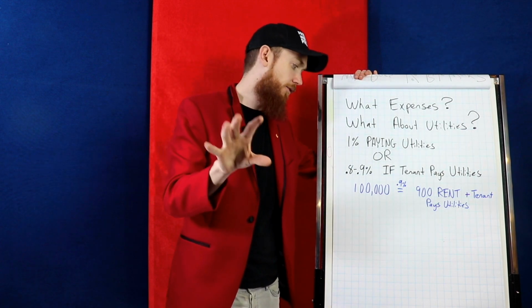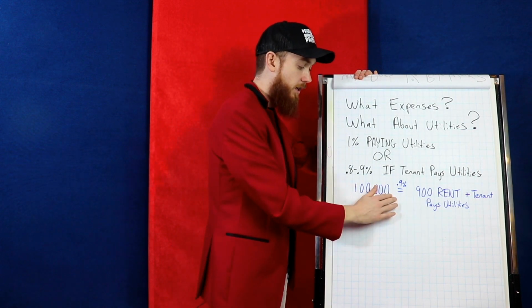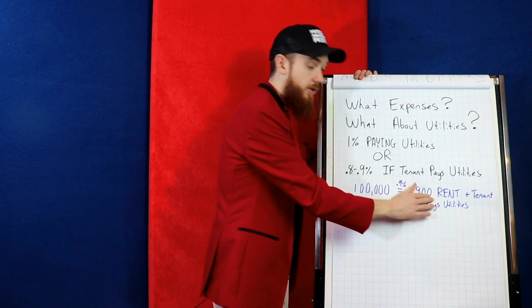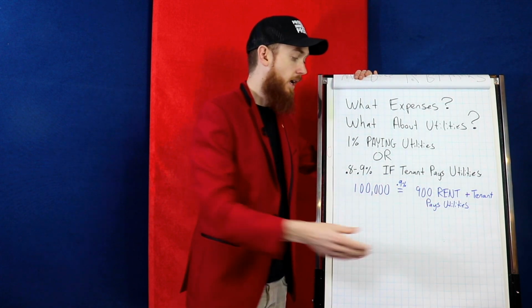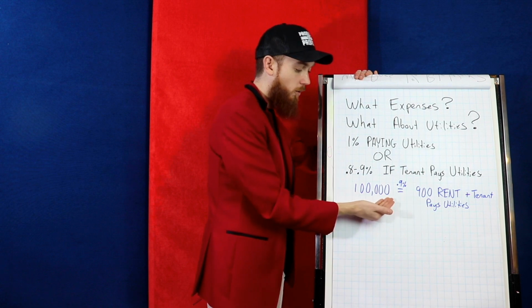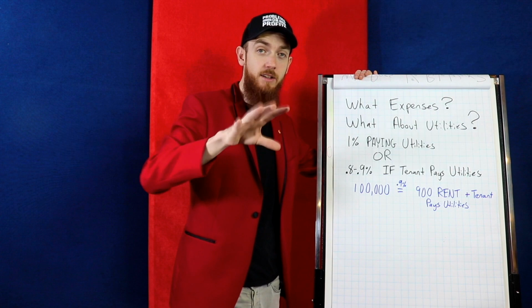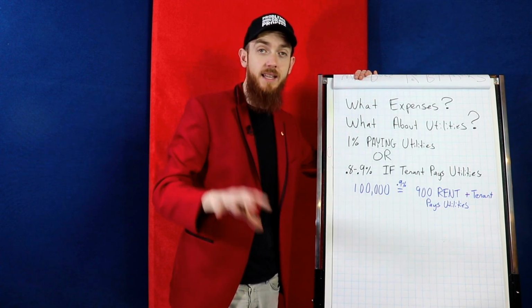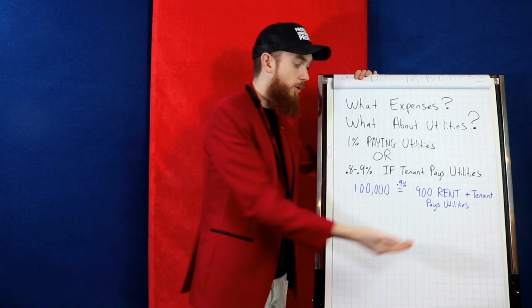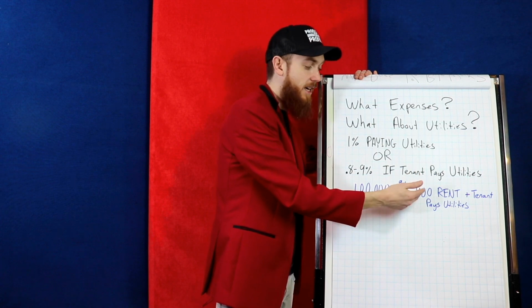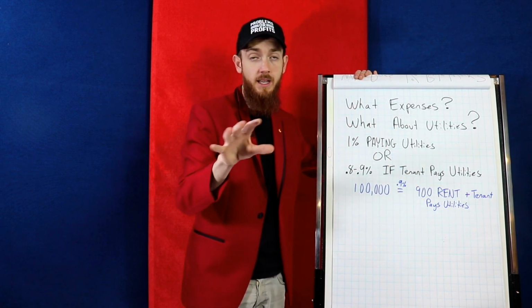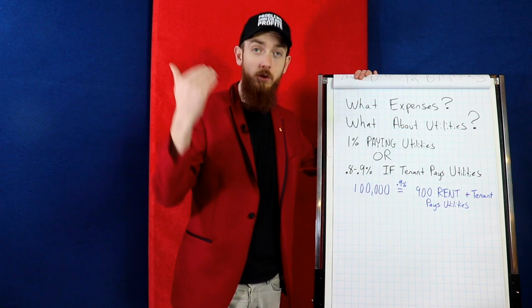So what that means for us is if a property's getting $900 a month in gross rents, and they're paying their own utilities, we would still value that at $100,000. Or a $100,000 property where the tenants are going to pay their own utilities, we should be looking for approximately $900 a month in gross rent. Now again, reminder, these are rules of thumb.